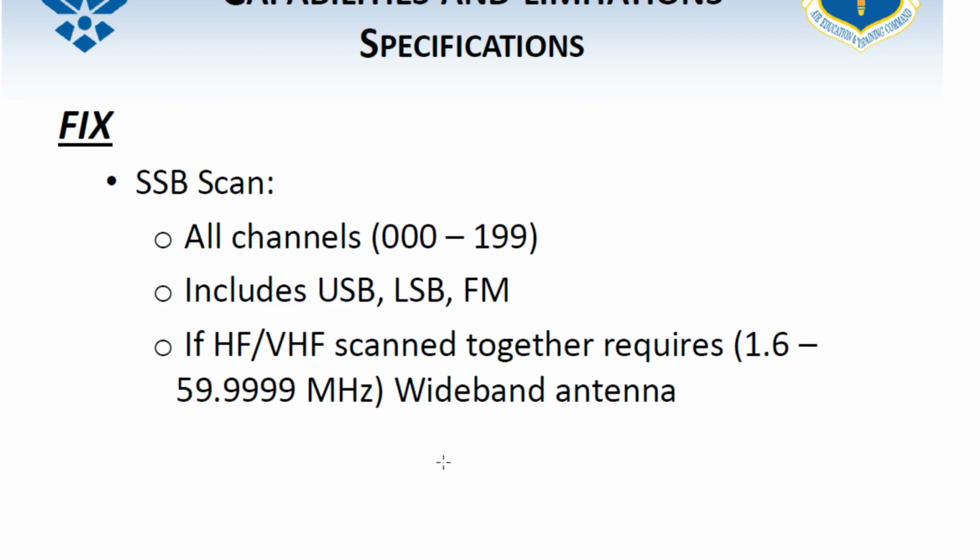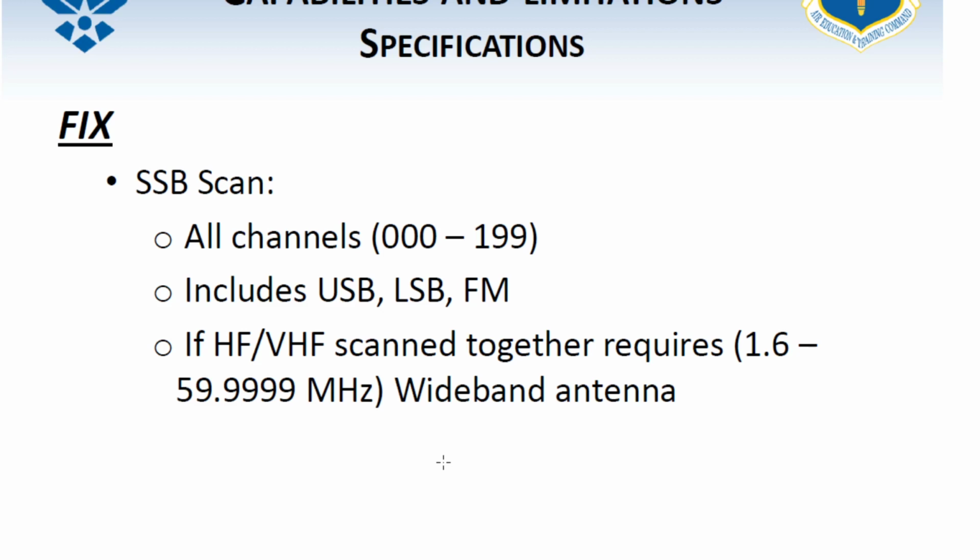Single sideband scan, that is all channels, 000 through 199. It includes the upper sideband, the lower sideband, and FM. And if HF and VHF are scanned together, it requires a wideband antenna that is capable of covering that full spectrum. Because if you're using just an HF antenna, you're going to have some problems with the VHF, and vice versa. Does that make sense to everyone? Can you go a little more in depth on that?